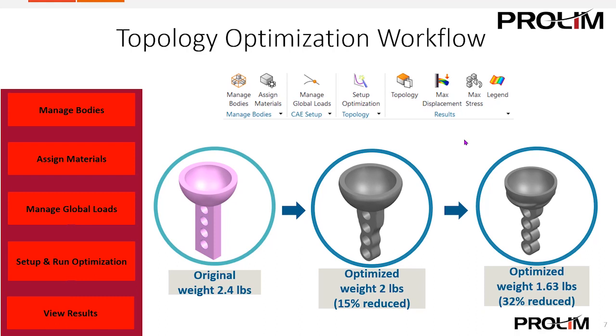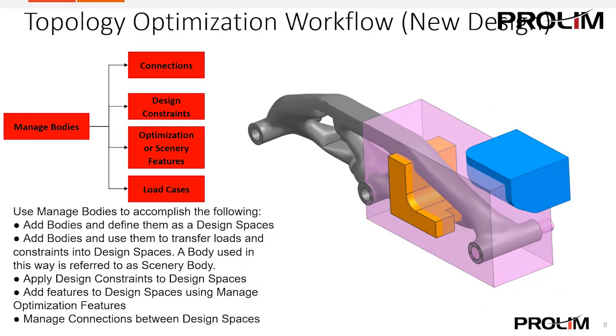As you see on my screen here, there was a design that originally weighed 2.4 pounds. We wanted to reduce that weight. We optimized it and got it down to 2 pounds, a 15% reduction. After looking at the results and some of the analysis, we decided that we had the ability to get even more reduction. So we optimized it again, got it down to 1.63 pounds, which ended up being a 32% reduction from the original design.